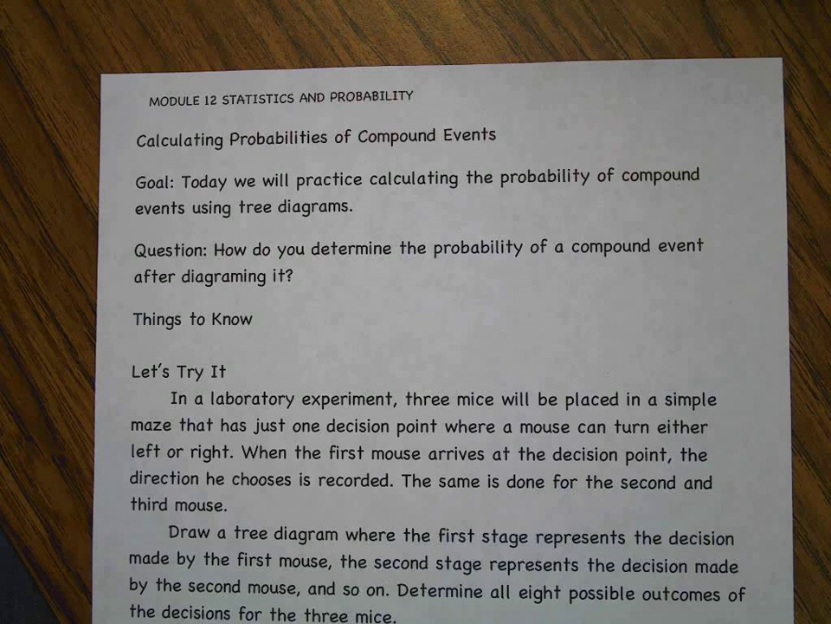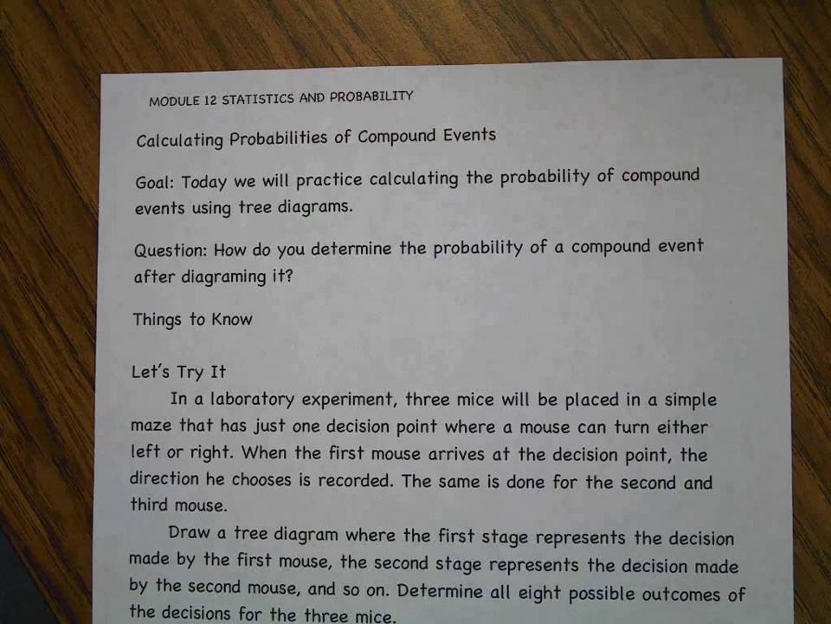Under the Let's Try It section, it says, in a laboratory experiment, 3 mice will be placed in a simple maze that has just one decision point where a mouse can turn either left or right. Okay, so that's what you need to be thinking about in that little experiment, and let's see what happens next. It says, when the first mouse arrives at the decision point, the direction he chooses is recorded. The same is done for the second and the third mouse.